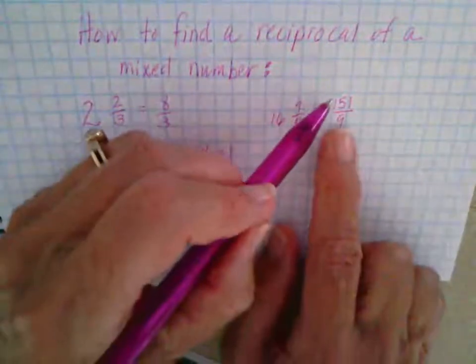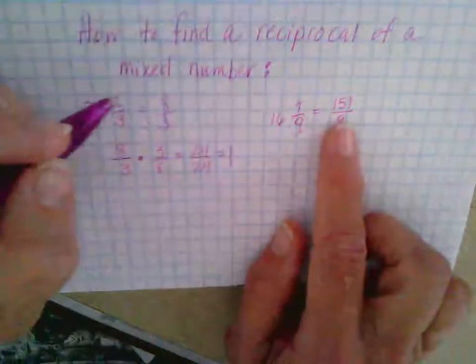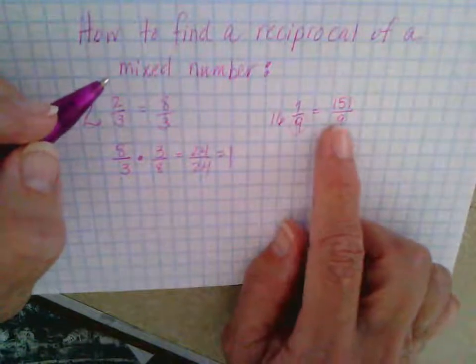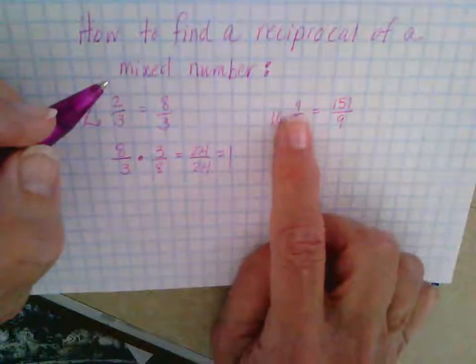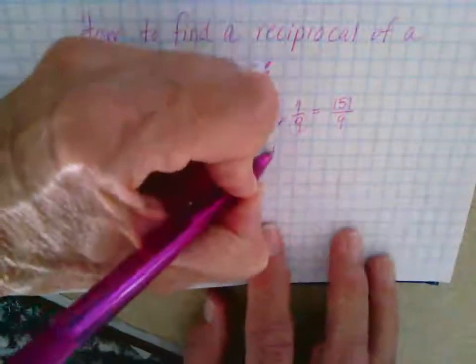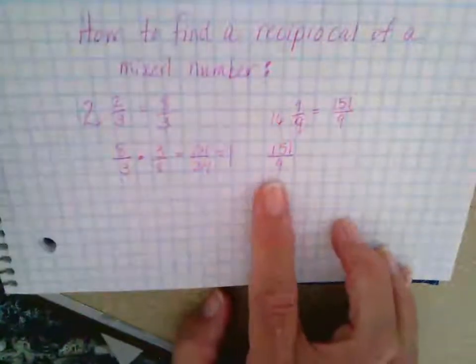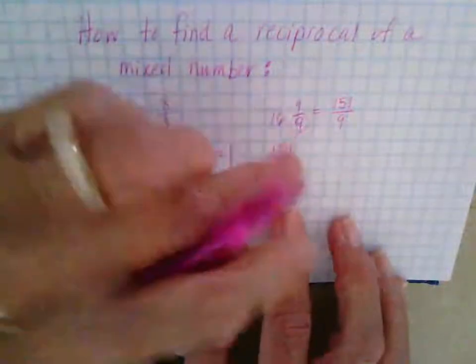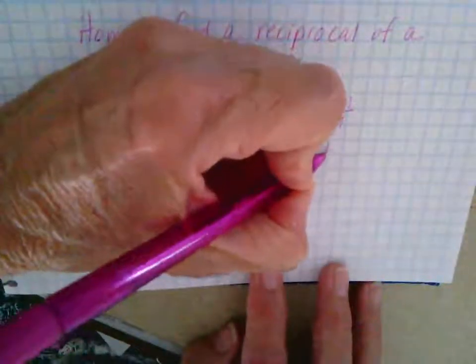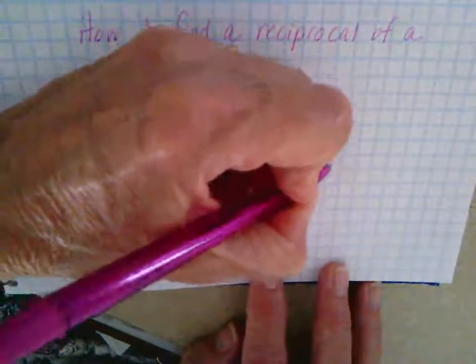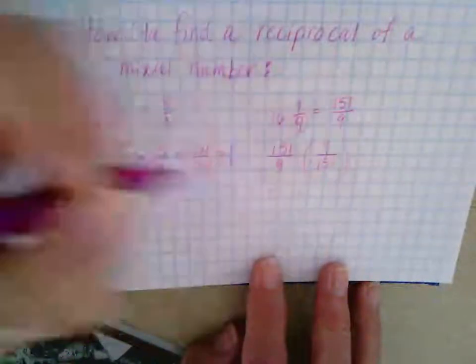So now I can take this equivalent quantity to 16 7/9, and I can find the reciprocal of it. So I rewrite it, and then I simply flip them and multiply them together.